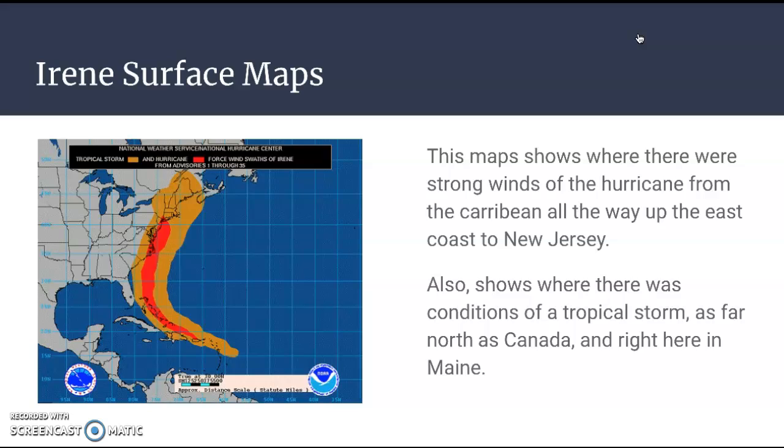So some different surface maps and things like that. This map shows where there were strong winds of the hurricane, and it's shown with the red section on the graph. It was down in the Caribbean and then went all the way up as far as it looks to me New Jersey, and then the orange part of the map was more tropical storm conditions, which was all on the outside of that red and went all the way up into Maine, which is what we experienced, and then even into Canada up there.